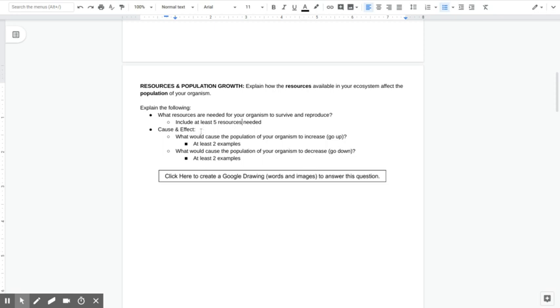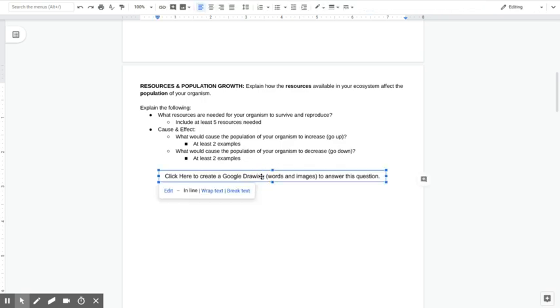So cause, what would be the cause of your population to increase? So what are some different things that could happen to the abiotic and biotic factors to cause the population of your organism to increase? And a couple things that could cause your population to decrease. And that should be answered once again in the Google drawing.